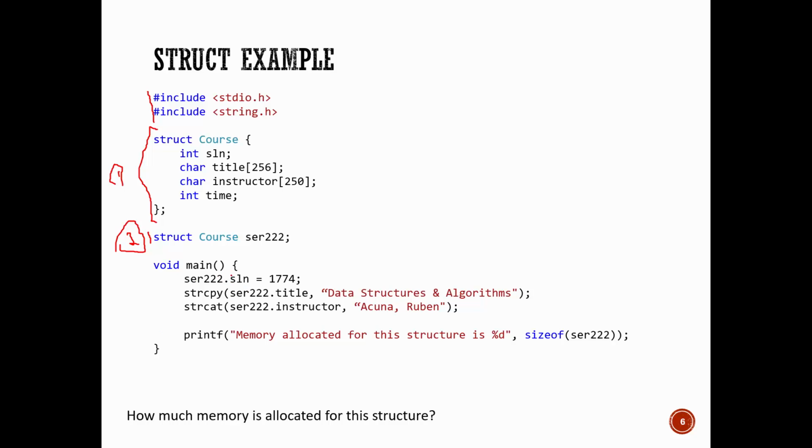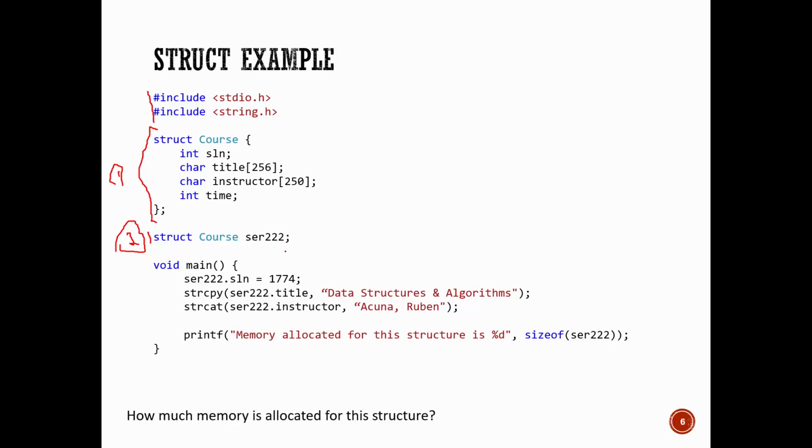And I can do something like SER334.sln equal 1774, basically to go to that particular variable, which is of the struct type, go to the section number that's inside of it, and set it equal to that value. So in that case, right, I'm basically updating the information that's inside of that struct. The next two lines do basically a similar thing.